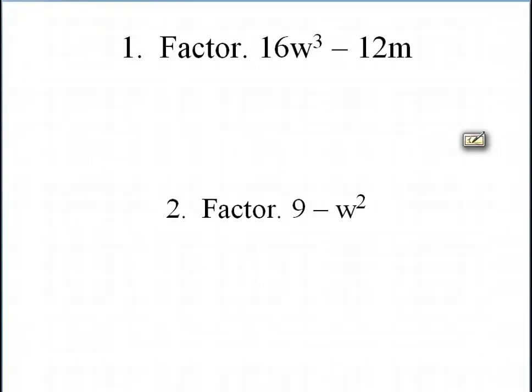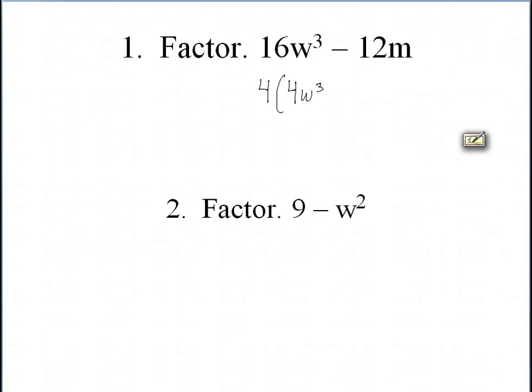We can see that 4 is the greatest numeric factor that goes into each term, and we don't have any variable common factor. So 4 would be the GCF, so we factor that greatest common factor out. And what we have left is, we have to ask ourselves, so 4 times what will give us a 16w cubed? So that would be 4w cubed.